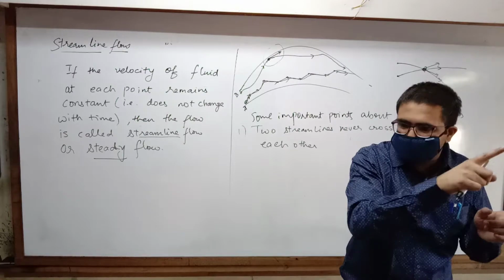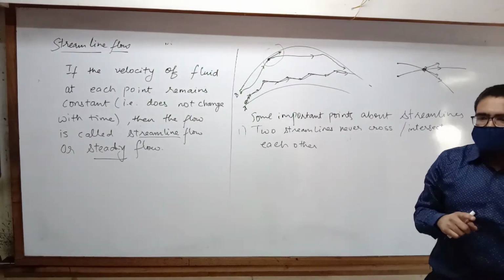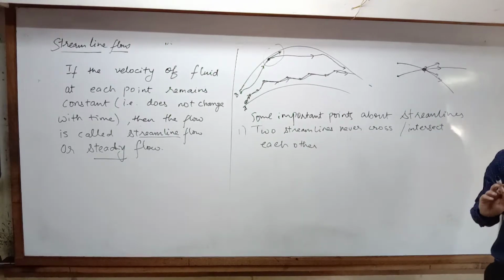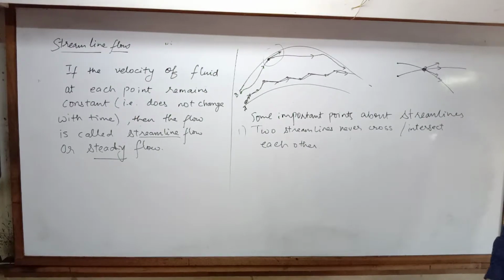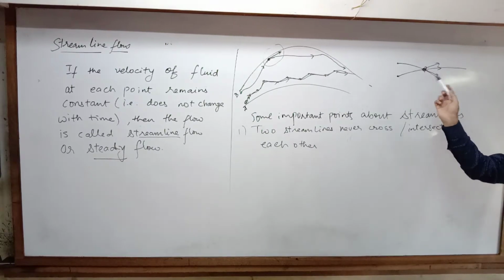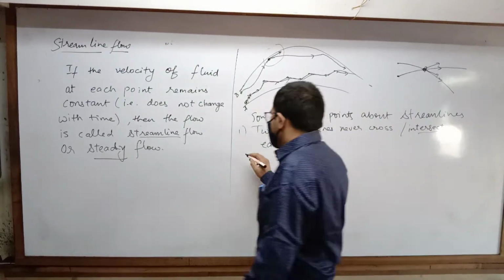You understand what I am saying? There is only one velocity. So this is nonsense. That's the reason why they cannot cross. Two streamlines cannot cross each other. Right? Or even intersect. Intersect I say no problem. Number 2.